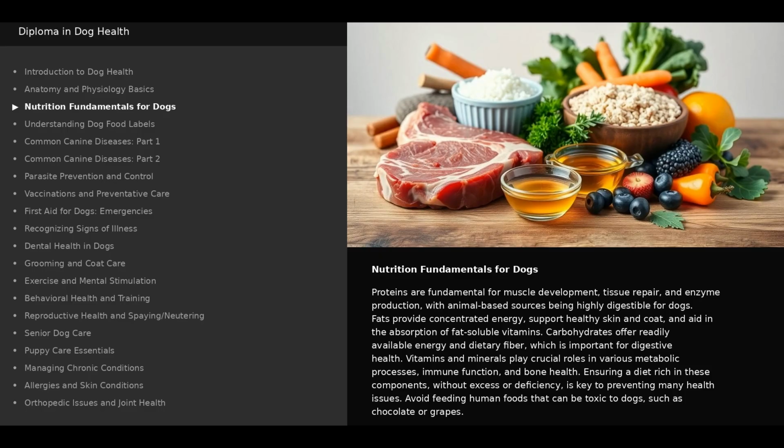Vitamins and minerals play crucial roles in various metabolic processes, immune function, and bone health. Ensuring a diet rich in these components without excess or deficiency is key to preventing many health issues. Avoid feeding human foods that can be toxic to dogs, such as chocolate or grapes.